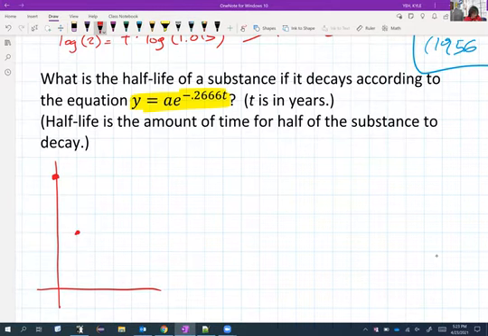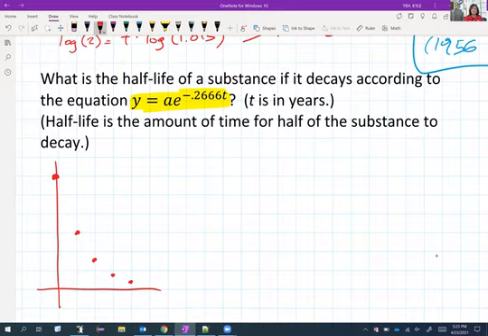After another half-life, I'm down to 1.5. After another half-life, I'm down to 0.75. And you can see the exponential curve there. But what's really fascinating is that each of these half-lives is exactly the same amount of time.